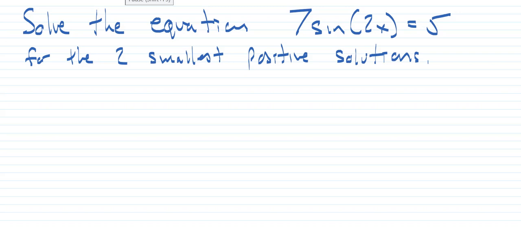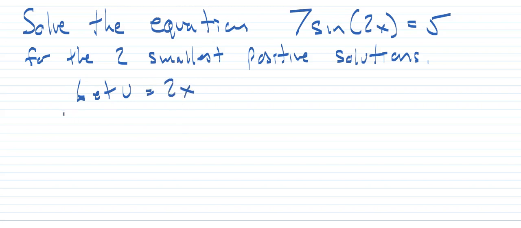In this video, we are going to solve trigonometric equations. So in this example, we want to solve the equation 7 sine of 2x equals 5 for the two smallest positive solutions. The first thing I would suggest doing is to do a u substitution. Let's let u be equal to 2x.